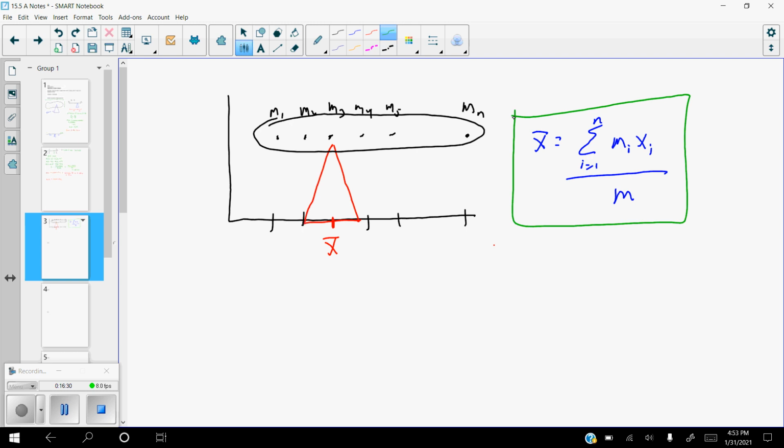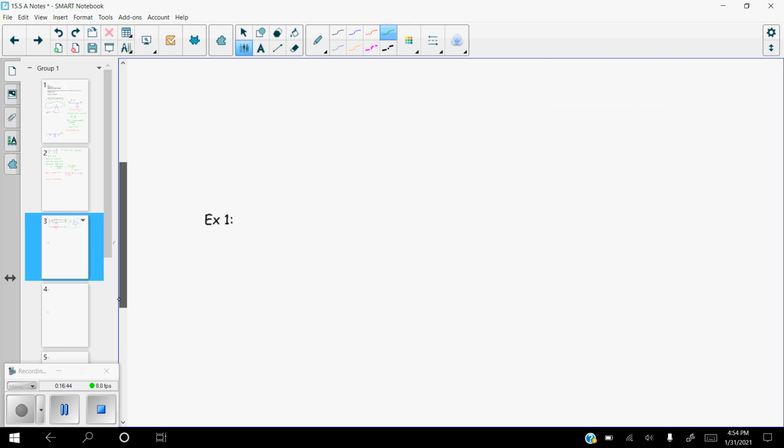This, of course, again, this would be if it was one-dimensional, only x direction. We will get to multi-dimensional later. So let's do a really quick example just to show how easy of a process this really is, especially algebraically. So first example.